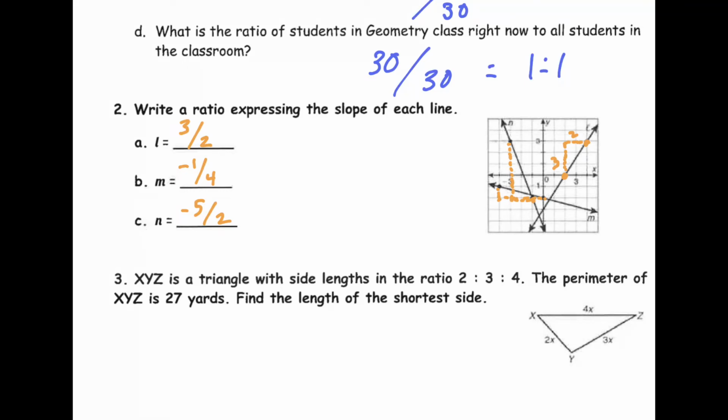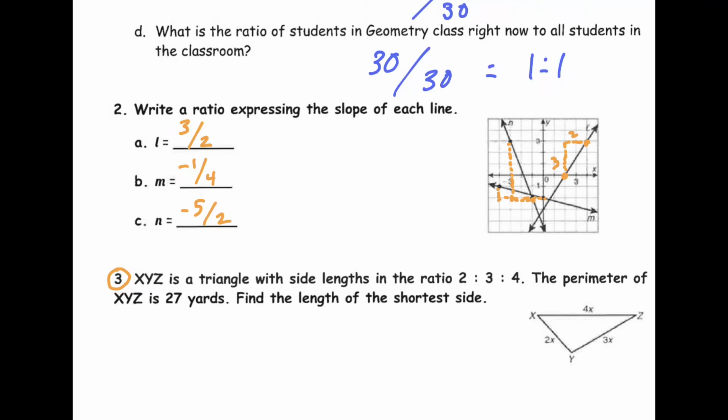All right, if we look at question 3 here, XYZ is a triangle with side lengths in the ratio 2, 3, and 4. The perimeter of XYZ is 27 yards. Find the length of the shortest side. Okay, so this question, along with number 4, are going to be 2 that you are definitely going to want to make sure that you know how to do these. They'll show up on the test, but they also show up a lot on standardized tests. So the good part about these is they're not too difficult, right?